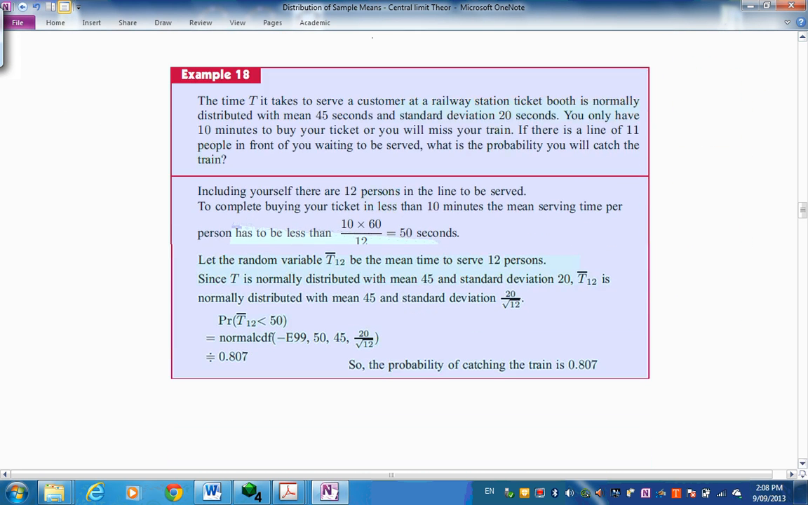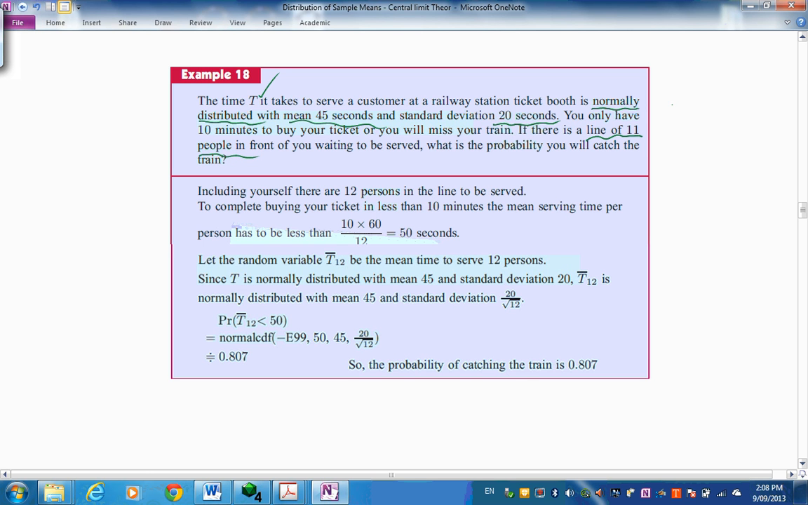The time t it takes to serve a customer. So there's our variable at a railway station, normally distributed with a mean of 45 seconds, standard deviation of 20. You only have 10 minutes to buy your ticket or you'll miss your train. There's a line of 11 people. This is interesting. What's the probability you will catch the train? Okay, how would you do that?